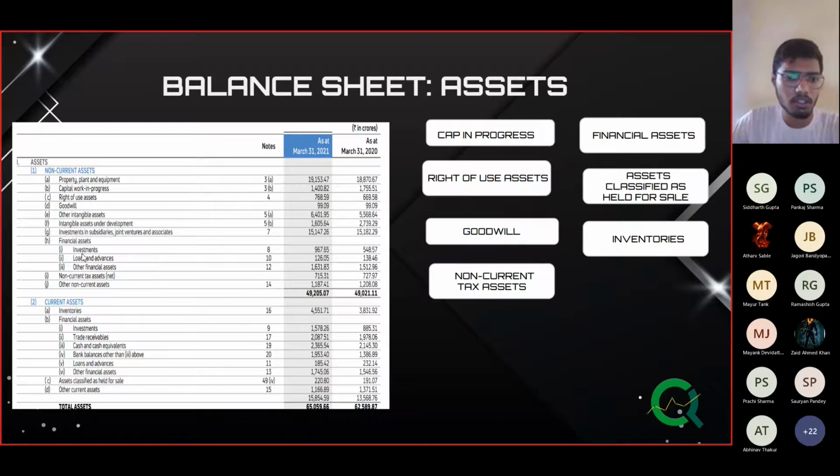Then financial assets, investments, loans, advances, other financial assets, non-current tax assets. Okay, so tax assets and other non-current tax assets. If you have any doubt in the non-current assets, just let me know.